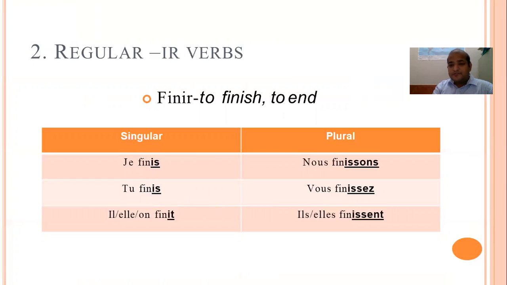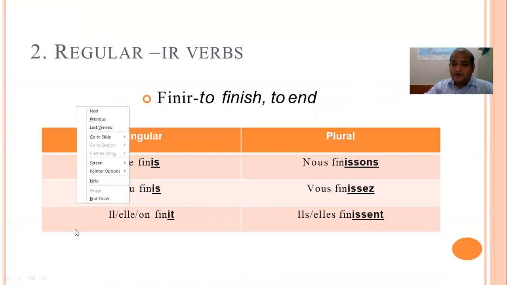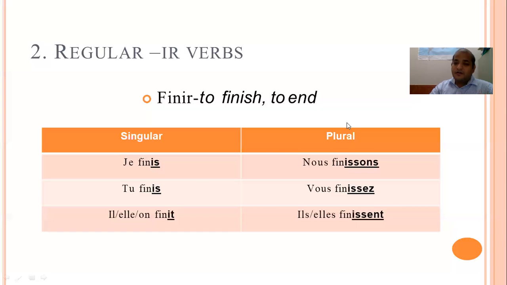Issons will be pronounced as nous finissons. Vous finissez. Nous finissons, we finish or we are finishing. Vous finissez is you finish or you are finishing. Ils finissent means they finish or they are finishing.